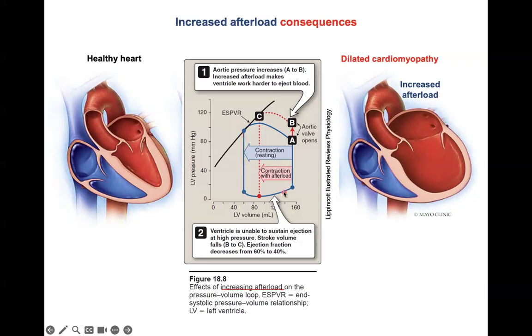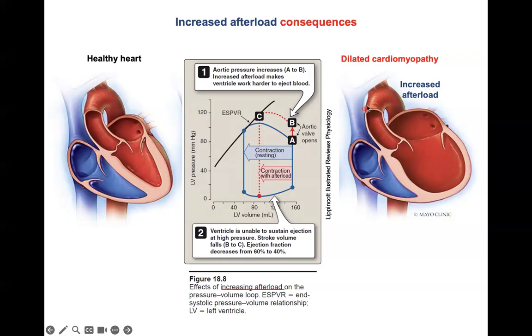However, if we have increased afterload here, increased resistance to flow, the consequences are as follows. Here again, the left ventricle starts to contract. We can see here, due to increased afterload, that the ventricle will have to develop a much higher pressure in order to exceed the aortic pressure. Then the aortic valve opens up. Then we start to eject the blood. We can also see that the ejected blood volume is much smaller as compared to the physiological state.